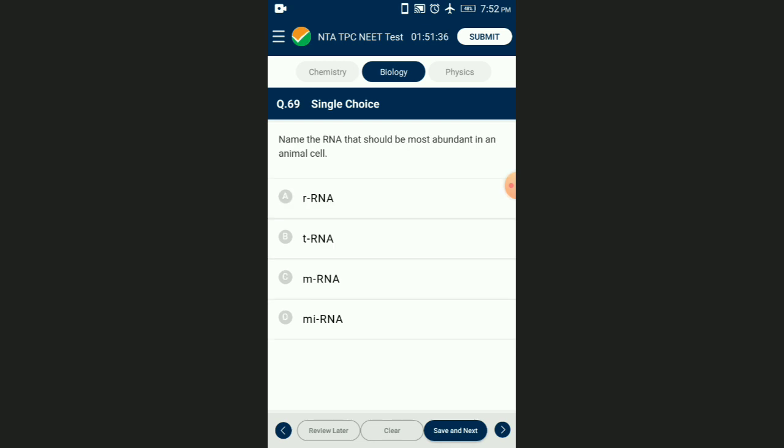Question number 69. Name the RNA that should be most abundant in an animal cell. Among the 3 types of RNA, ribosomal RNA associates with a set of proteins to form ribosomes and makes up 80% of the RNA molecules. Messenger RNA makes around 1 to 3% only. Transfer RNA is around 5 to 15%. So the answer is option A, ribosomal RNA.